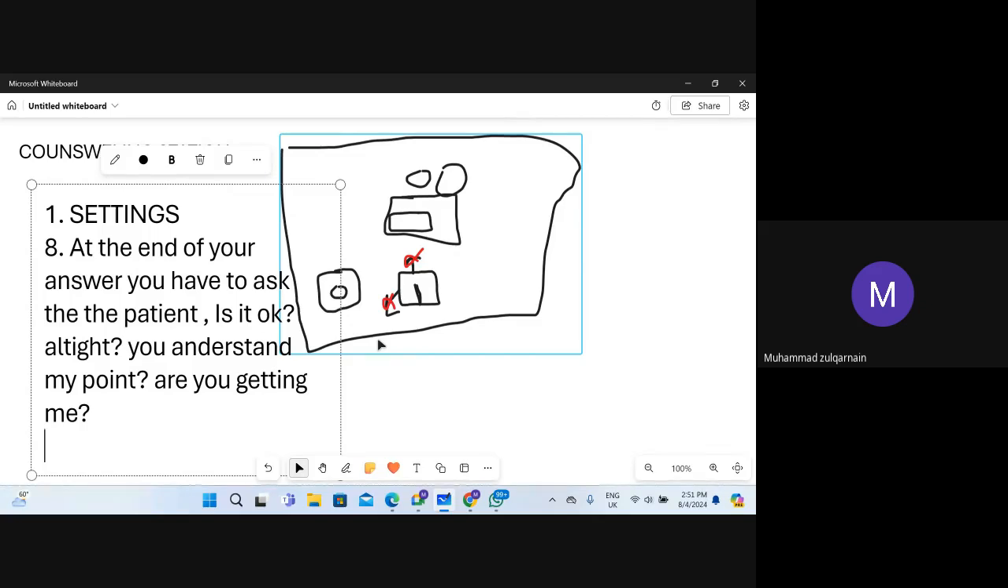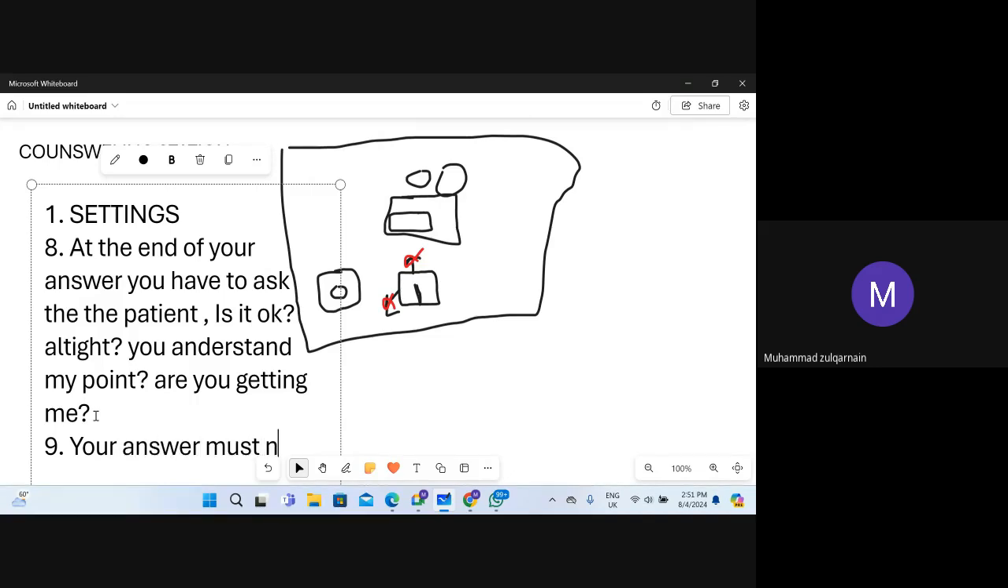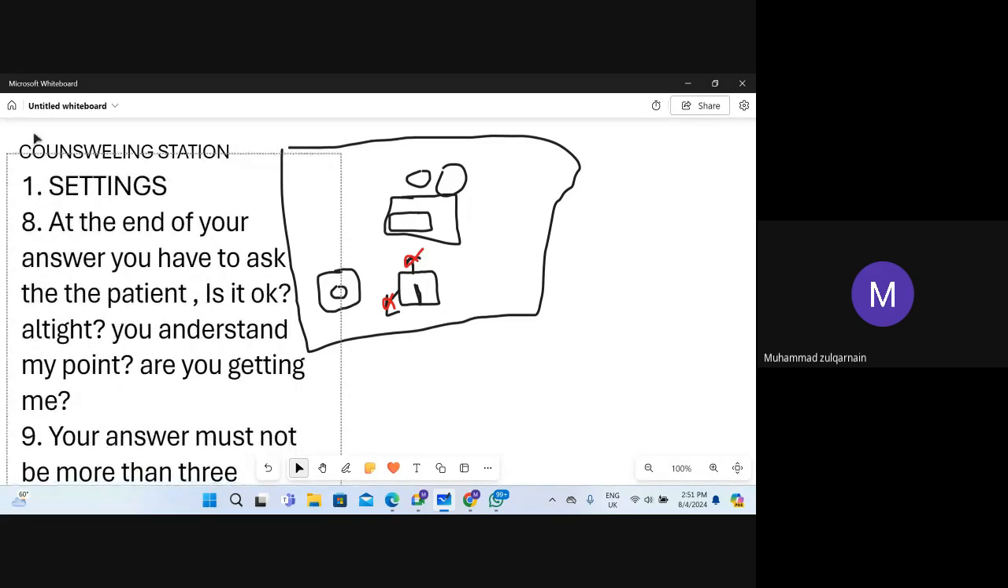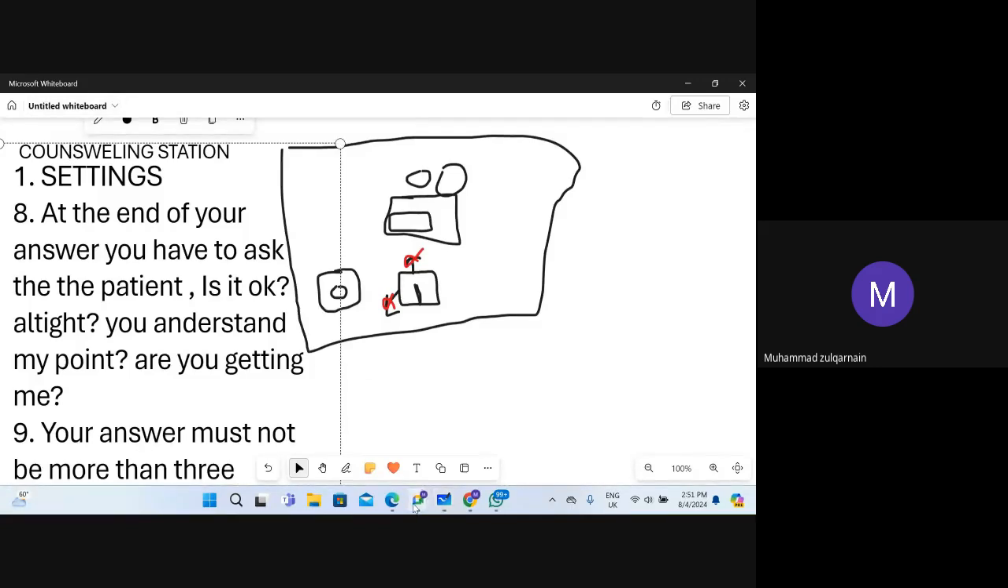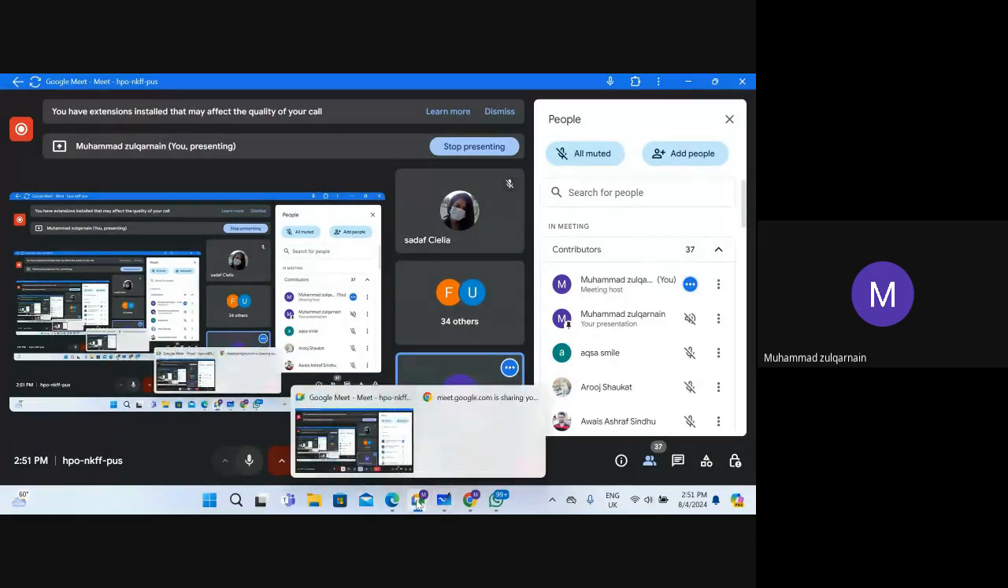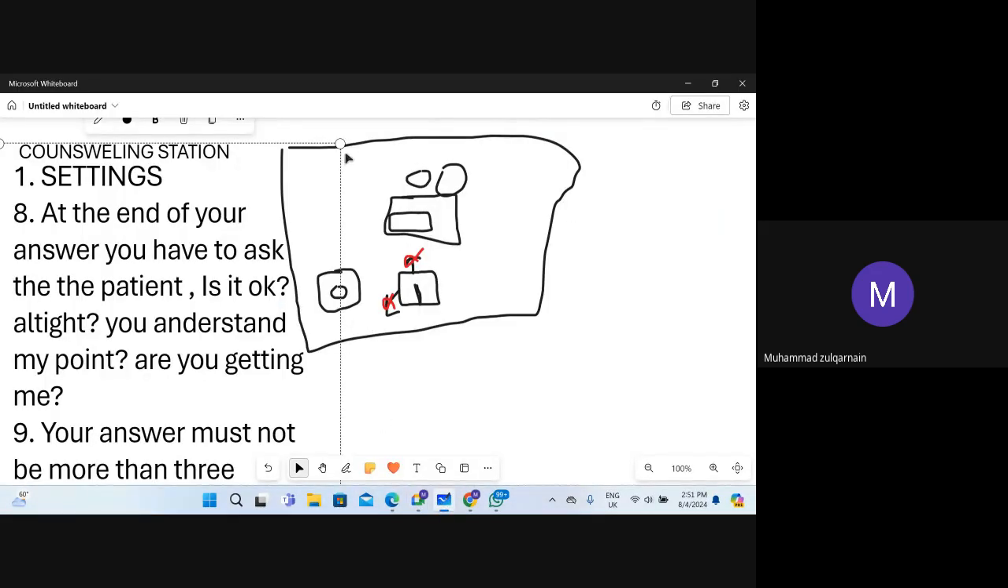Okay, for every answer. Second thing is that when you are going to consult the patient, your sentences should not be long. This is very important. Your answer must not be more than three sentences. If it is a long paragraph like written in your books, that is going to confuse the patient, the examiner, and also going to confuse you after 2 months. So remember, don't confuse anyone.